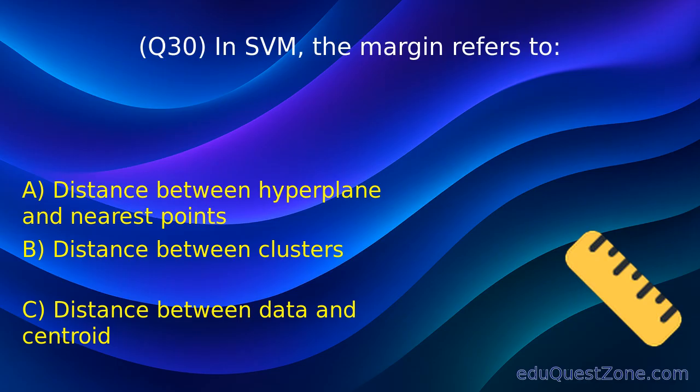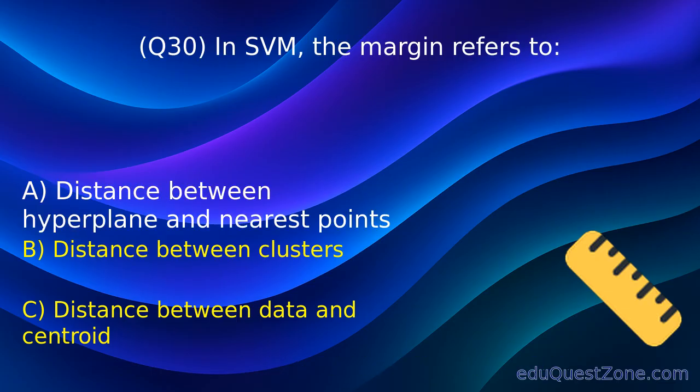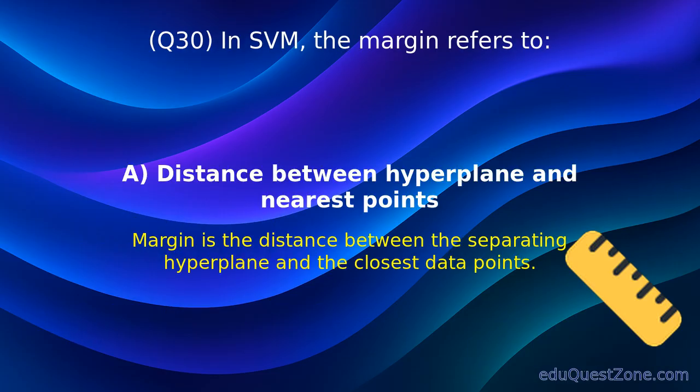Question 30. In SVM, the margin refers to. Option A. Distance between hyperplane and nearest points. Margin is the distance between the hyperplane and nearest points.